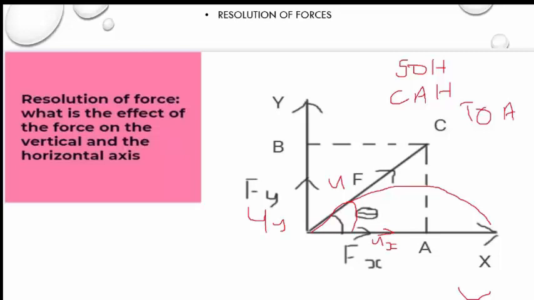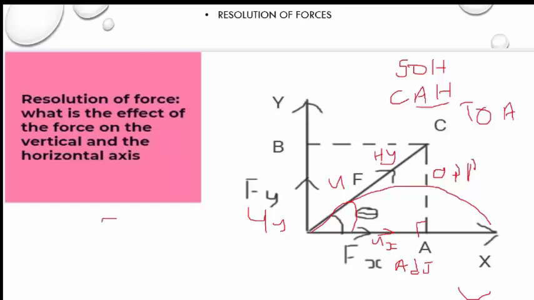So to know, this is my 90 degree, this is adjacent, this is opposite, this is hypotenuse, and I want to know what is my ux. So it is adjacent, and I already know my hypotenuse. So adjacent and hypotenuse will give me cos theta.